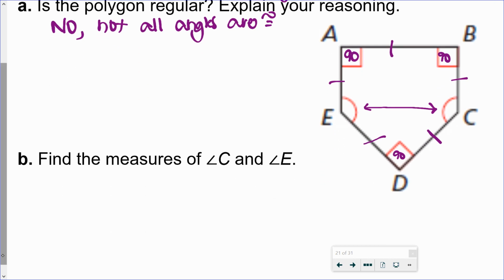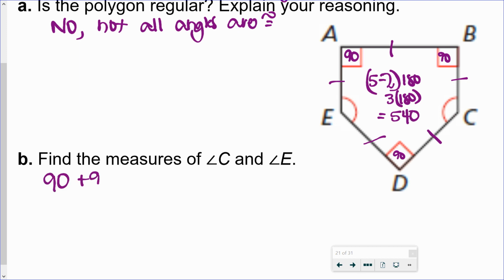For part B, it says find the measure of C and E. Okay, so let's do a little bit of work here. It has 5 sides. So 5 minus 2, this is the interior, times 180. So 3 times 180 is equal to 540. So that means that when I add 90 plus 90, and I'm going to call these both x because they are the same thing, because they have the same arc mark. So know that E and C, they are the same. So I'm going to say plus x.